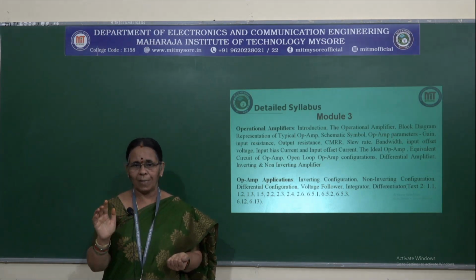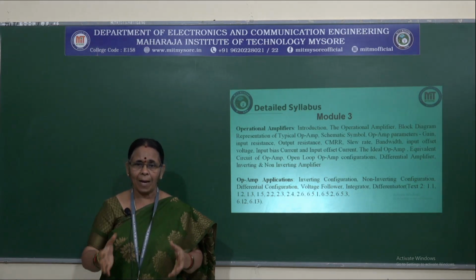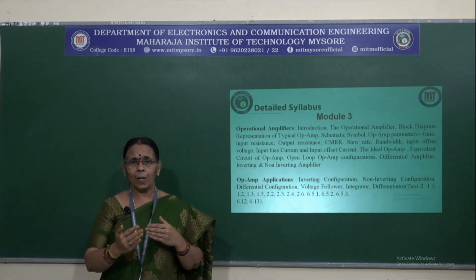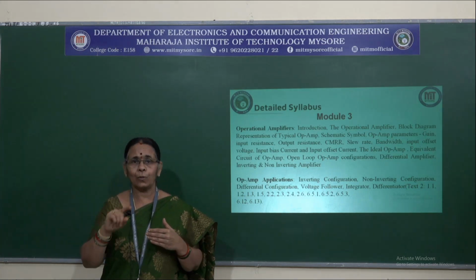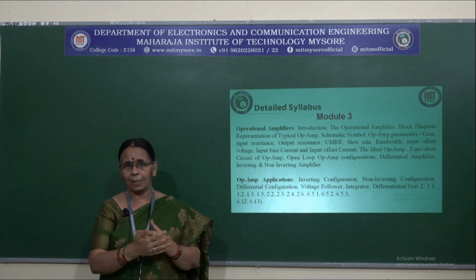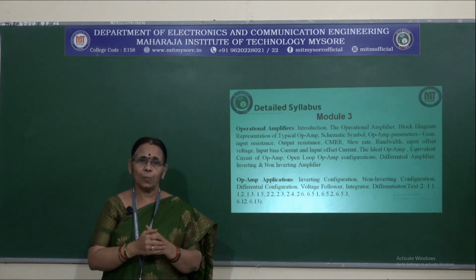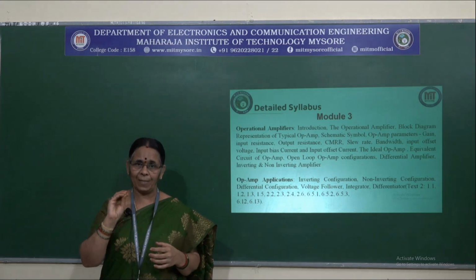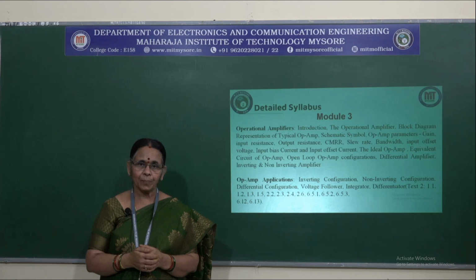So once you know about that, then you are going to study about open loop configuration and the closed loop configuration. So under open loop configuration, you are going to discuss about something called gain, and for the closed loop configuration, how the gain is going to get reduced. And when you talk about the closed loop operation, there are two types of amplifiers which you are going to study basically, that is inverting and non-inverting amplifier.